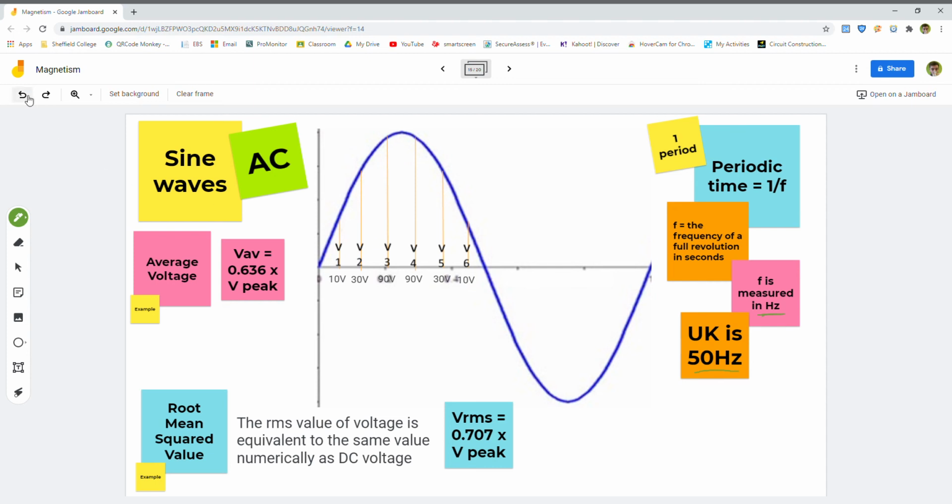So a few calculations we need to be aware of is the average voltage, which basically splits the sine wave into 6 equal parts, and then we just do the average of that. So split it into 6 equal parts and then divide it by 6. However, there's a nice little handy calculation, because that one's quite long, which is the voltage average is equal to 0.636 times the voltage peak. So the voltage peak will be its highest numerical voltage that we've got.